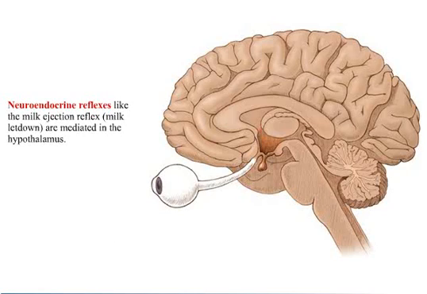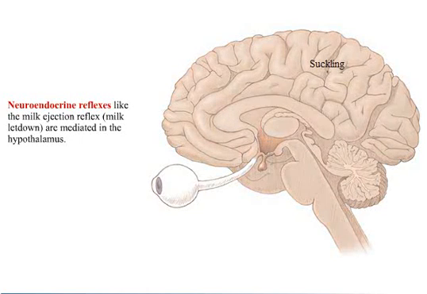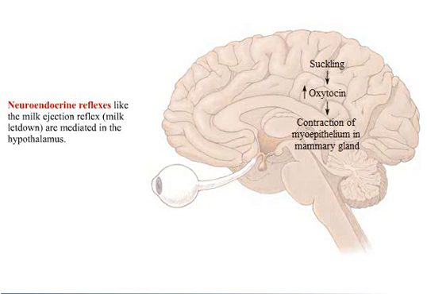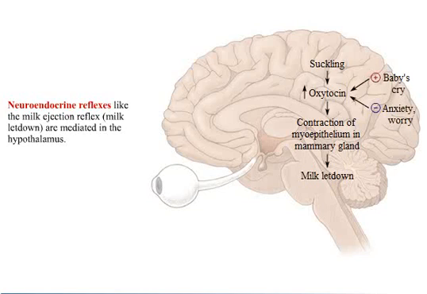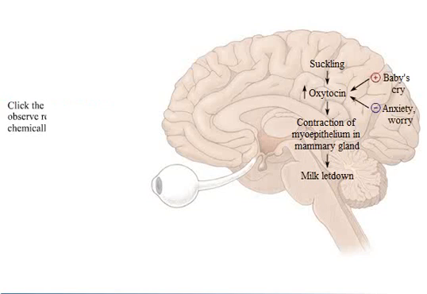Neuroendocrine reflexes like the milk ejection reflex or milk letdown are mediated in the hypothalamus. Suckling induces release of oxytocin that causes the myoepithelial cells of the mammary glands to contract and release milk. The sound of a baby crying can cause a similar letdown of milk, and anxiety and worry can inhibit the milk ejection reflex. Click the hypothalamus again to observe responses of chemically sensitive neurons.